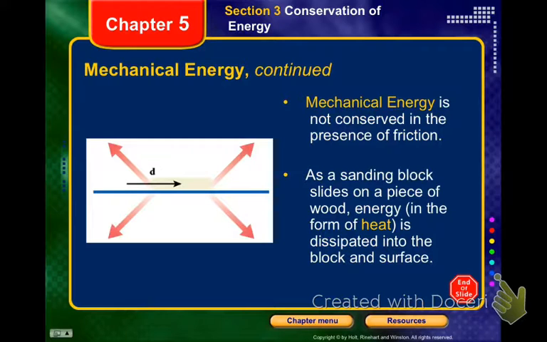So what we've done up to this point, we've ignored friction, but mechanical energy, it says, is not conserved in the presence of friction because what does friction create? A backwards force. Okay, it is a backwards force. It also creates a different type of energy, what we call heat energy or thermal energy. And it's telling you, in an example, if you took a sanding block and slid it on a piece of wood, energy in the form of heat is dissipated into the block and the surface.